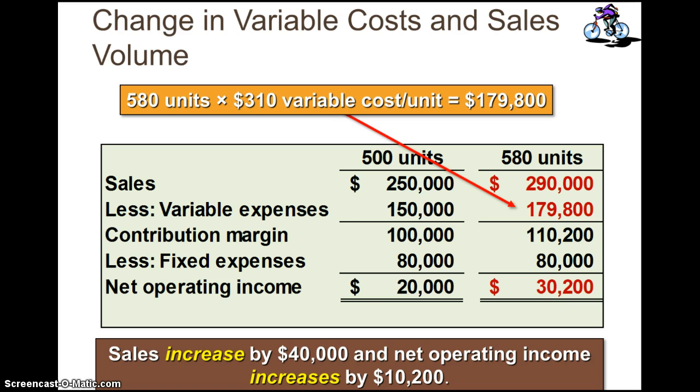So here in solving this problem, keep in mind our revenue changes solely due to the fact that we have 80 more units. Our variable cost changes also because we sold 80 more units, but it changes also because our variable cost per unit has increased by $10 per unit.